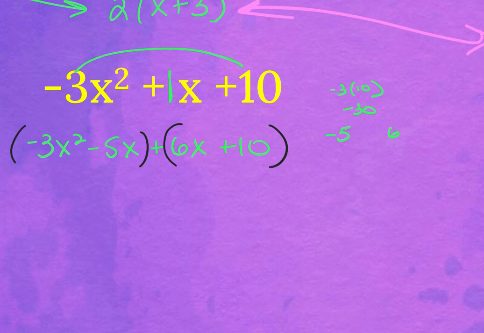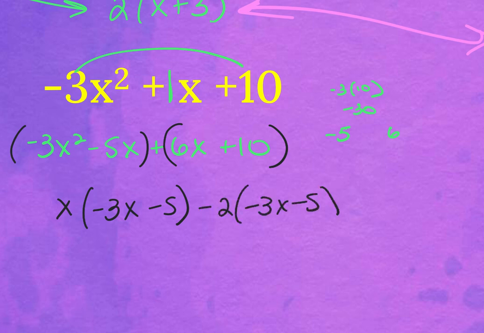From the first set of parentheses, what can you take out? You could take out an x, or you could have taken out a -x. You could do either one. But whatever you do there obviously affects what's left. So this would be -3x minus 5. So then I need to change the signs on the 6x and the 10. So I'm going to make it a -2. And I get -3x minus 5, and then I get -3x minus 5 and x minus 2.